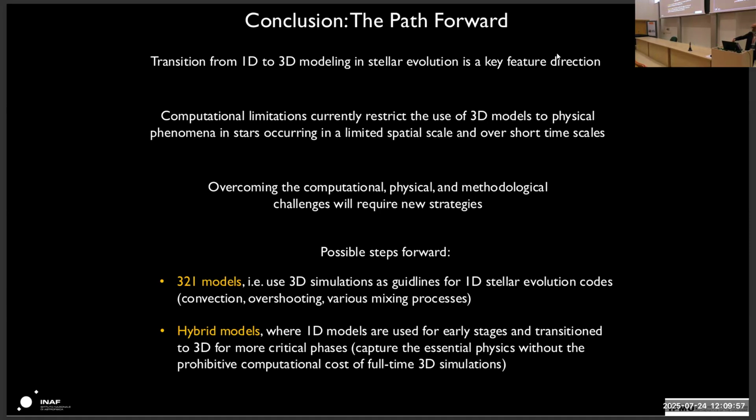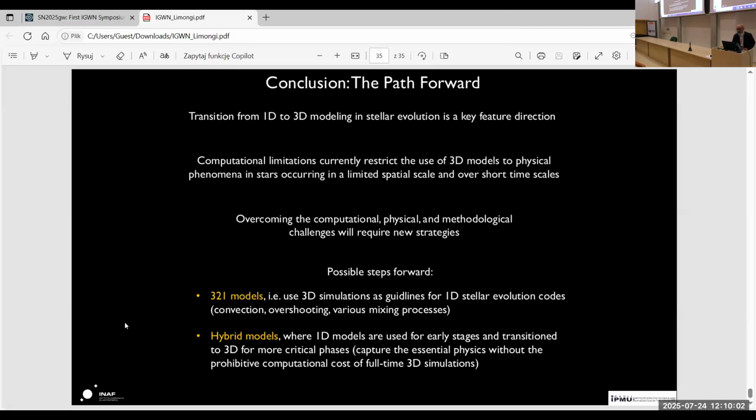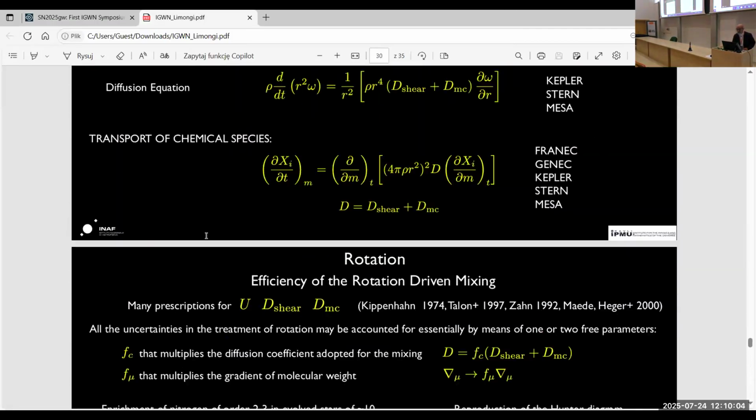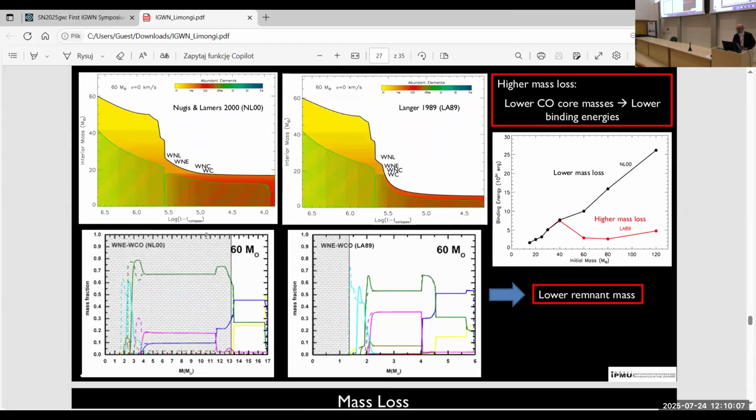Okay, let me go this way. Here, this is the core helium burning phase. So two different prescriptions for the Wolf-Rayet mass loss, still in the range of the uncertainties, produce a very strong difference. Is there any observational evidence for either one of the scenarios?